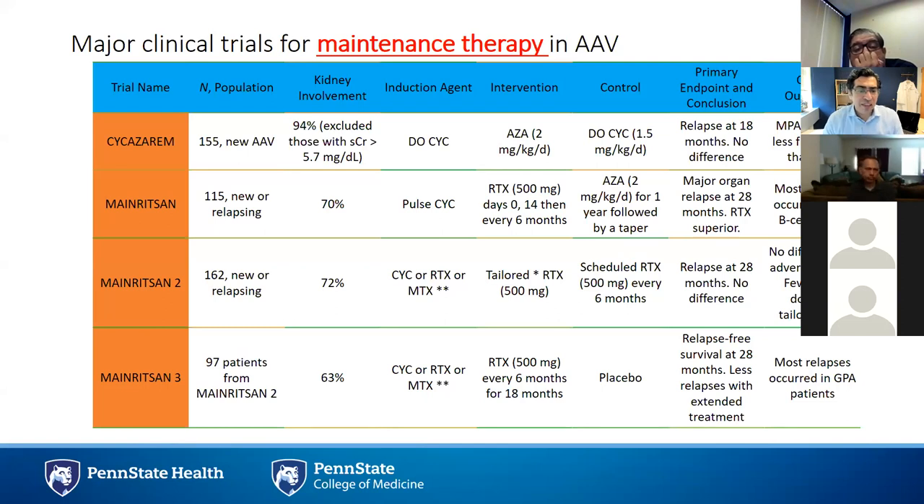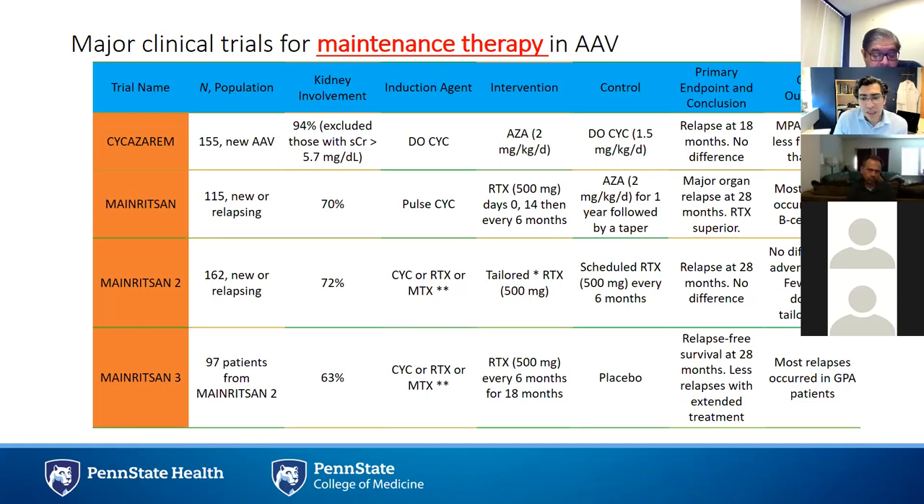So then in this MAINRITSAN trial, 70% had kidney involvement. The induction was pulse cyclophosphamide. The intervention was rituximab 500 milligram day 0, 14, and then every 6 months. And the control was azathioprine, because we knew that azathioprine works in the maintenance for 1 year followed by a taper. They looked at the relapse at 28 months and found that rituximab was superior in preventing relapse. And then there was an analysis which showed that relapse occurred when the B cells start to return. So this led to, okay, can we do some sort of a tailored therapy?